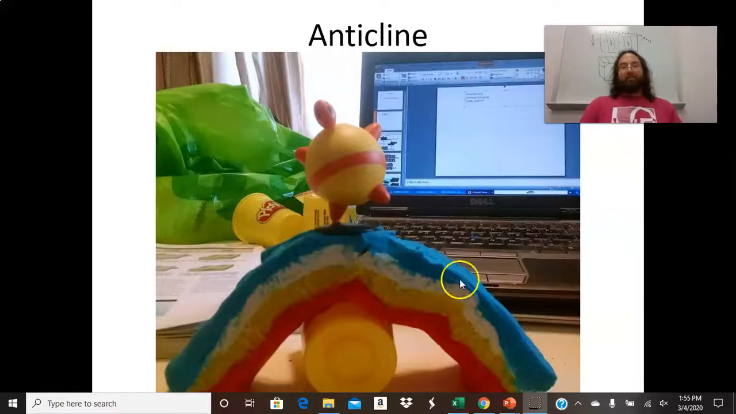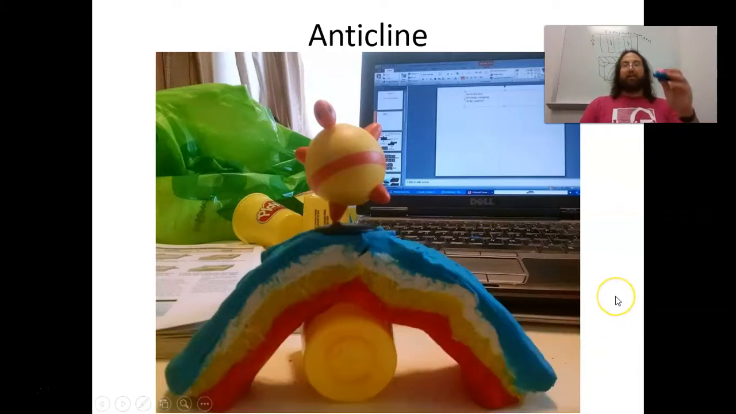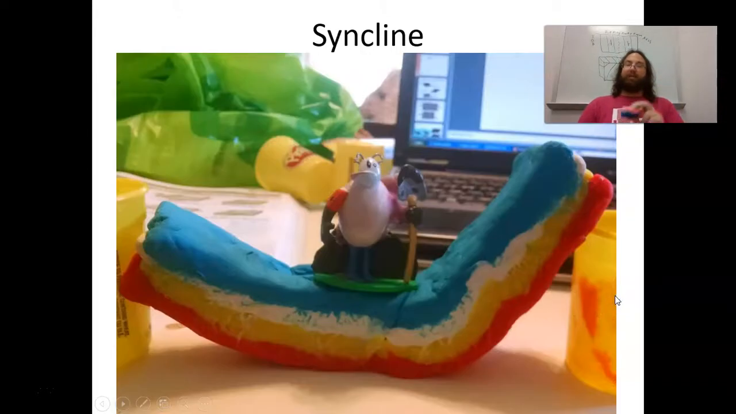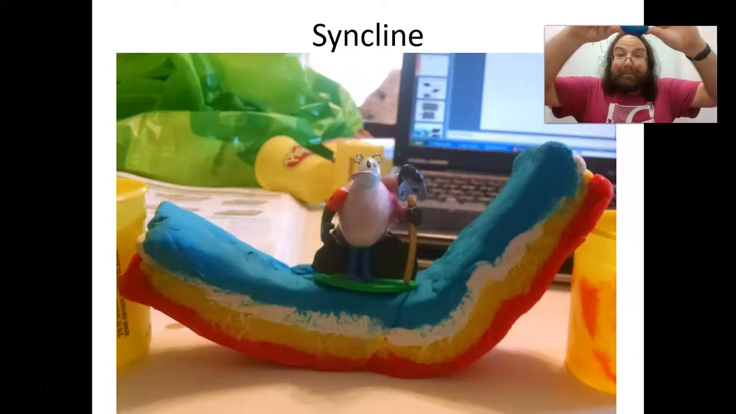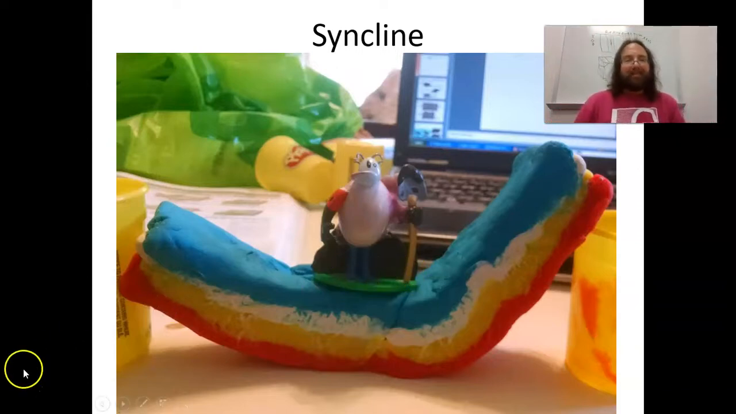So what happens if the fold forms and is turned the other way? There you go. So here, by the way, is an anticline out in the field before I go on. Now we get a syncline. A syncline looks like a smiley face. So in outcrop view, a syncline will look a lot like an anticline.